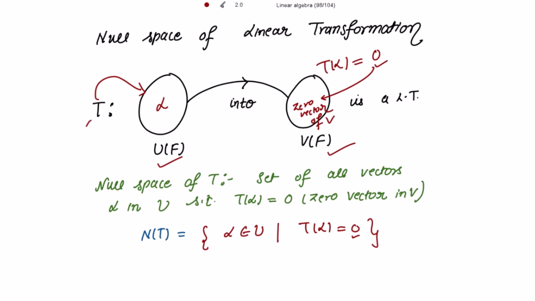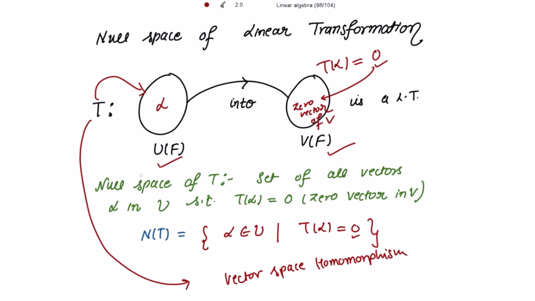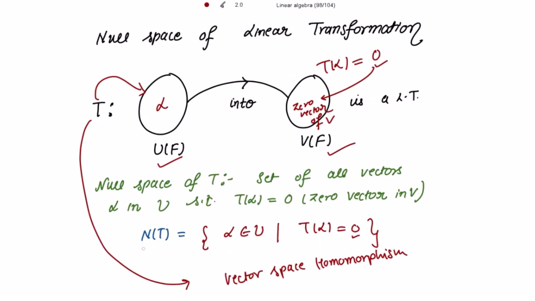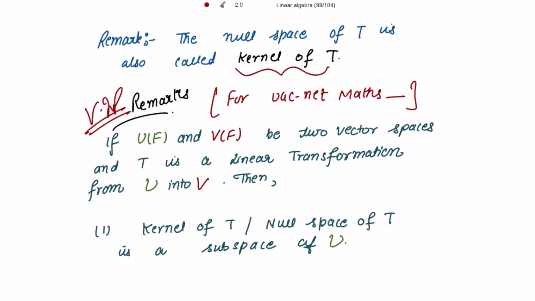If we regard this linear transformation as a vector space homomorphism from U into V, then this null space of T is also called the kernel of T. So you can denote this null space as N(T) or the kernel of T, Ker(T). Next are the remarks for the UGC NET Maths exam.